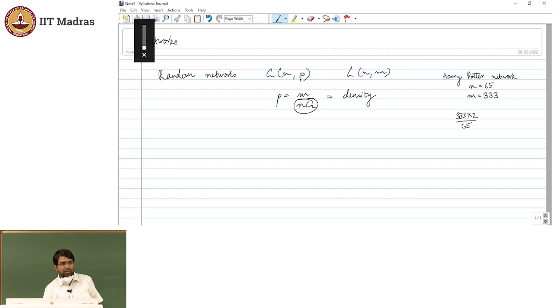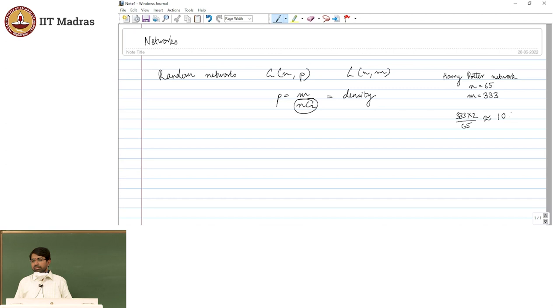Because every edge will contribute to 2 degrees. Okay, I think I used the term degree a little prematurely. What is degree? Number of neighbors. So, Dinesh was also showing you degree centrality and so on. Degree is the number of neighbors. So, what is 333 into 2 by 65? It's about 10 only, right? What is it exactly? 10 point something. Whereas Harry Potter has a degree of 48, you know, much higher than average degree.